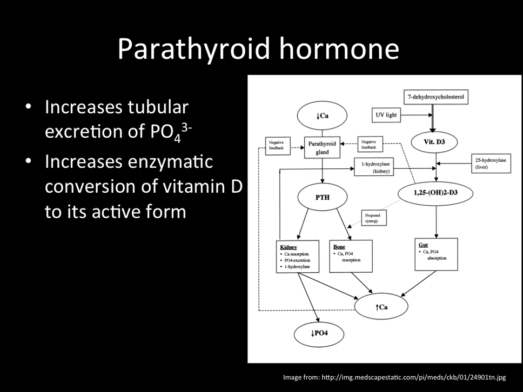Now, the final effect of parathyroid hormone is it increases enzymatic conversion of vitamin D to its active form. So you can see that on this little diagram here. So we've got low calcium levels, parathyroid gland releases the parathyroid hormone, increases calcium reabsorption, increases inorganic phosphate excretion. So the overall effects are it increases calcium concentrations within the blood and decreases phosphate concentrations within the blood. The other thing it does is increases the action of this particular enzyme, and it catalyzes conversion of vitamin D3 to its active form. More on that later.